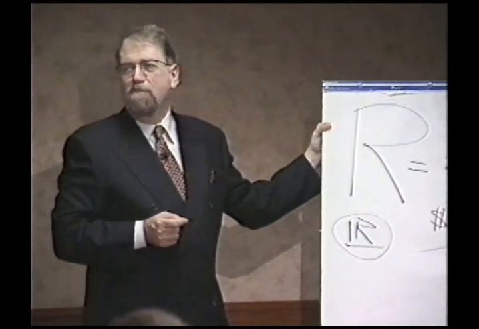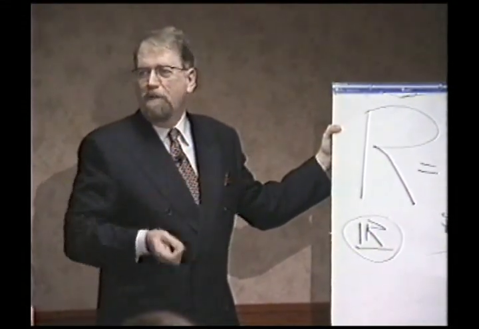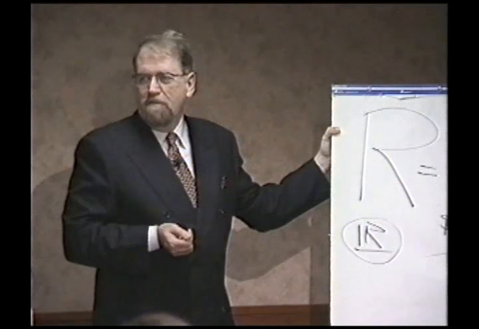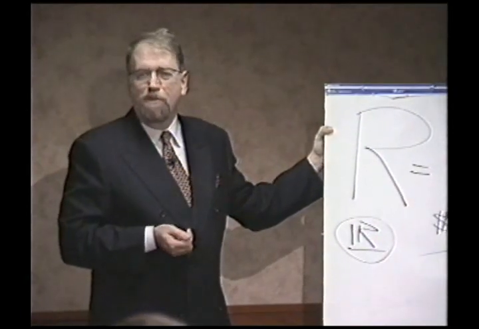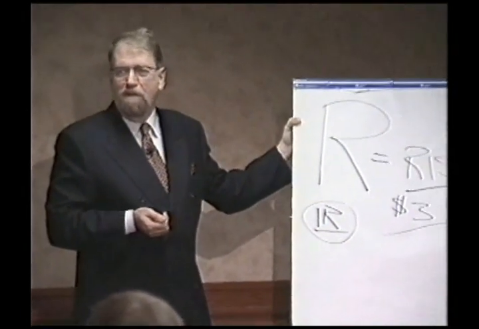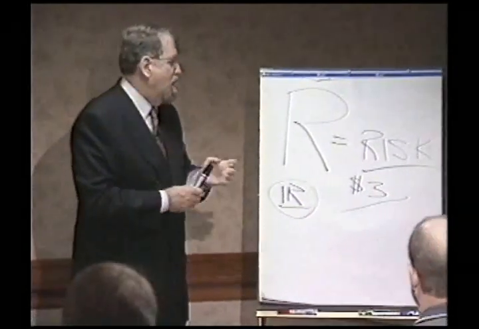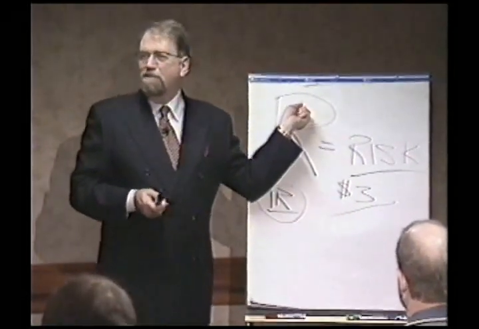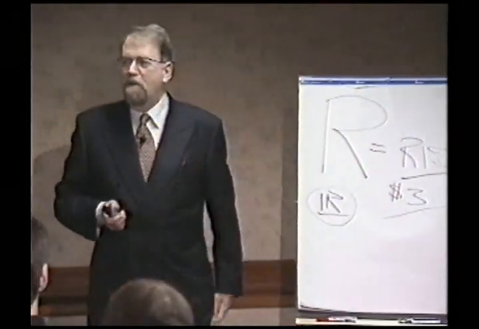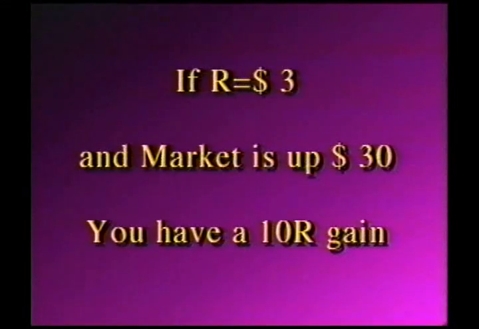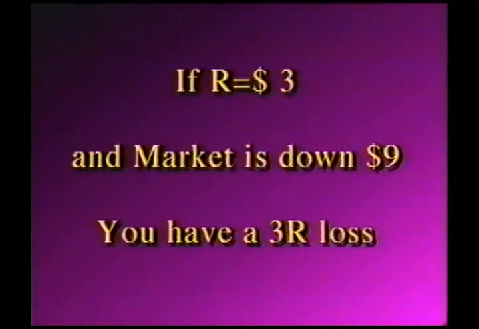In addition, if you use a percent risk, where 1% of your equity is tied up in R, then 1R becomes very constant throughout. It basically implies 1%. To recap the example, if R equals $3 and the market moves up by 30, you have a 10R gain. If the market gaps against you and you lose $9, that equates to a 3R loss.